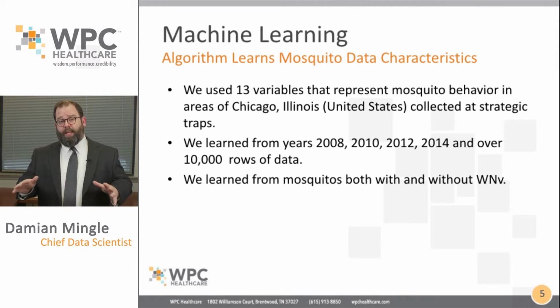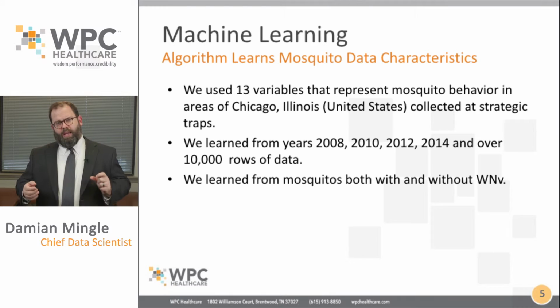And they were already enacted in the sense that the city of Chicago was already performing surveillance on mosquitoes in the area. So it wasn't any new request, a new way to ask for the data. It was data that was already being collected. And we learned from the years 2008, 2010, 2012, and 2014, and there were over 10,000 rows of data.